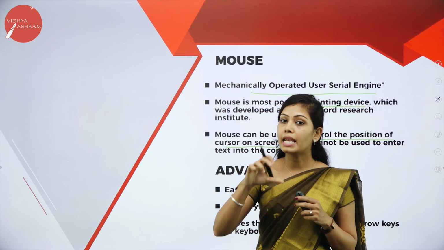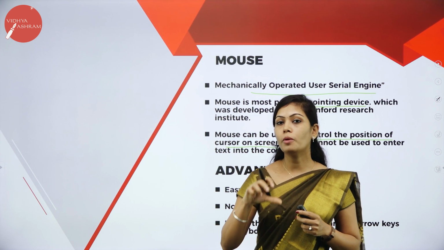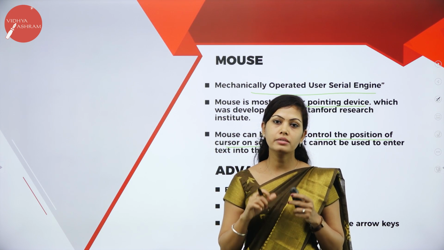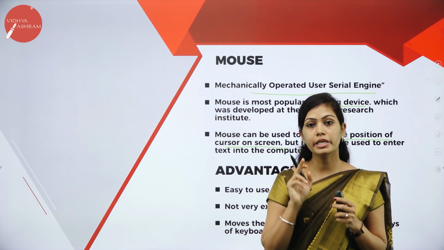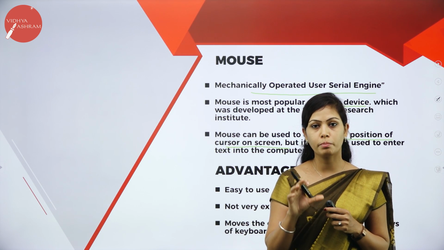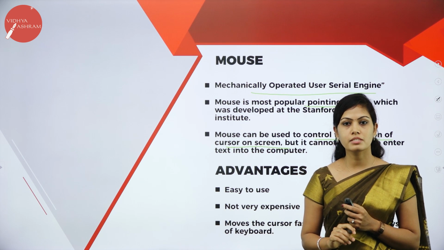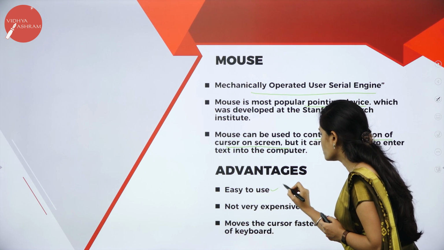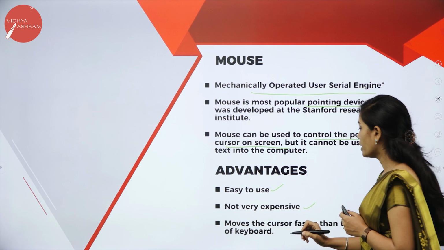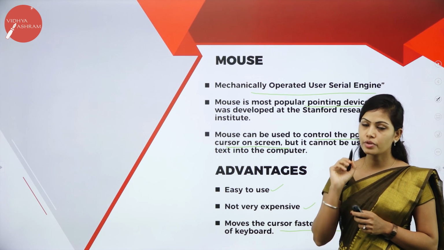So we can select the documents using the mouse cursor. So we can copy the entire document at a single time. Using a mouse we can't enter any text into the computer. So the mouse is a pointing device. What are the advantages of the mouse? It is easy to use, not very expensive, and moves the cursor faster than the arrow keys of the keyboard.